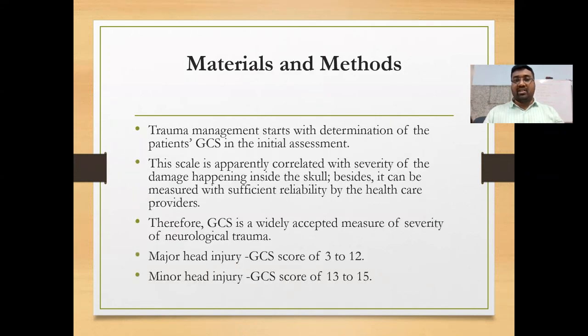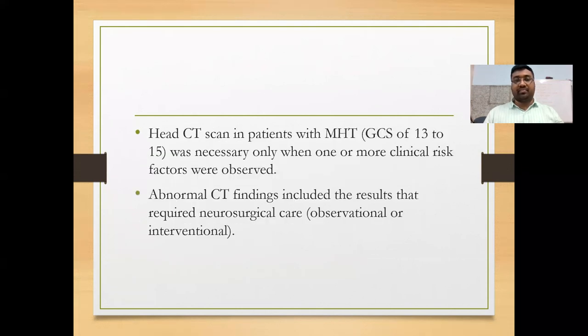Materials and methods. Trauma management starts with determination of the patient's GCS in the initial assessment. This scale is apparently correlated with severity of damage happening inside the skull. Besides, it can be measured with sufficient reliability by the healthcare providers. Therefore, GCS is a widely accepted measure of severity of neurological trauma. A GCS score between 3 to 12 is considered major head injury, while a score of 13 to 15 is seen in minor head injuries.